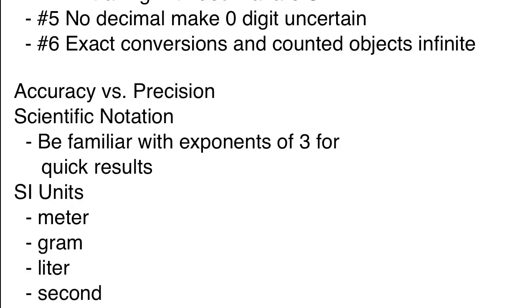Remember, the key or the trick that I gave you to work with here is that you want to be familiar with exponents of 3 in order to get quick results. So 10 to the 3rd is 1,000, 10 to the 6th is 1,000,000, 10 to the 9th is 1,000,000,000. If you know those markers or those waypoints, you could really figure out anything.